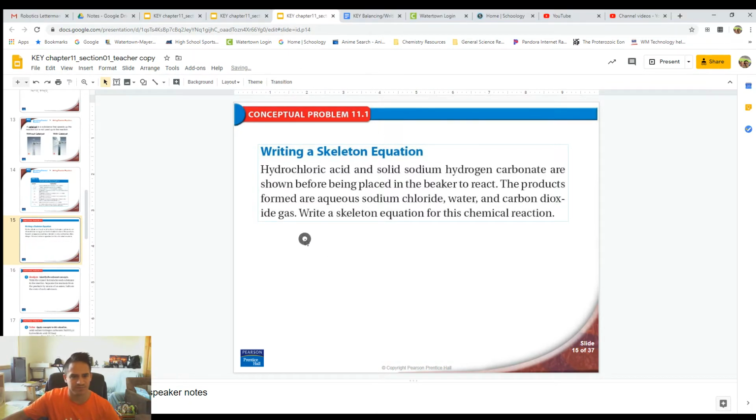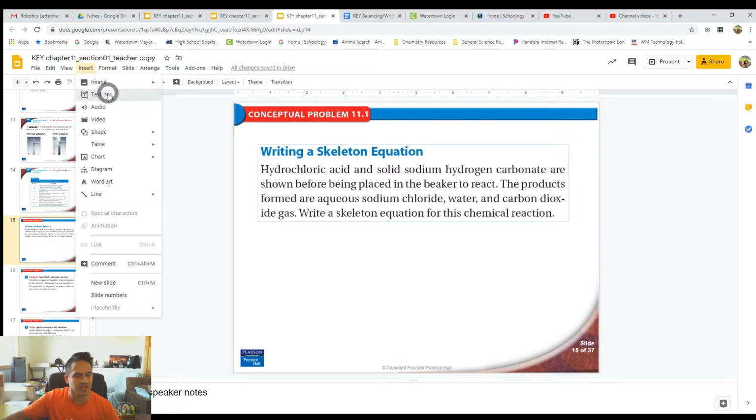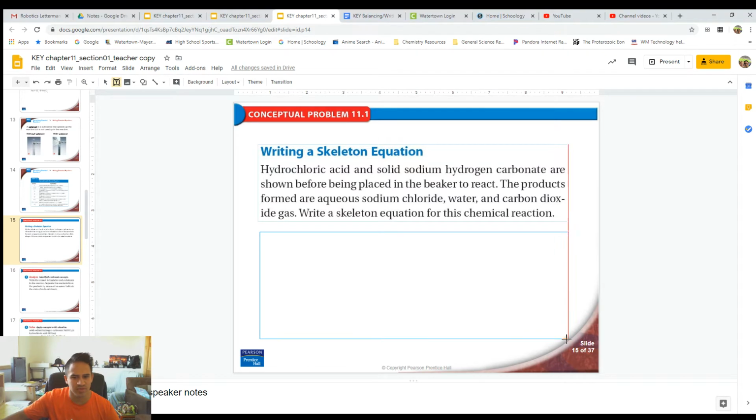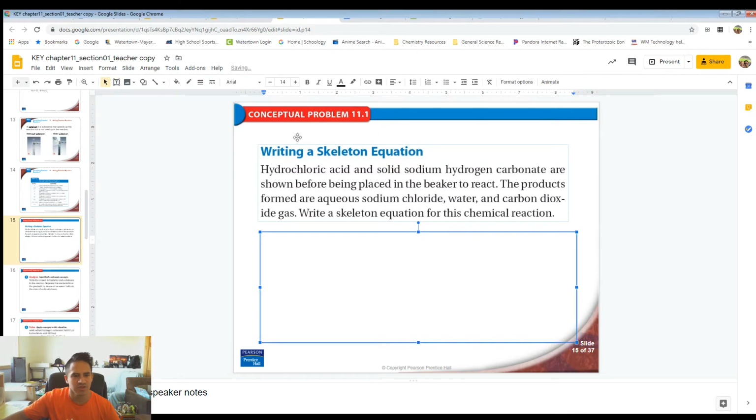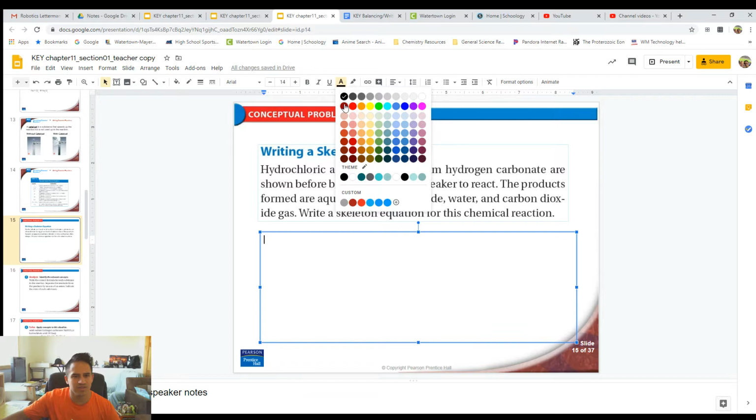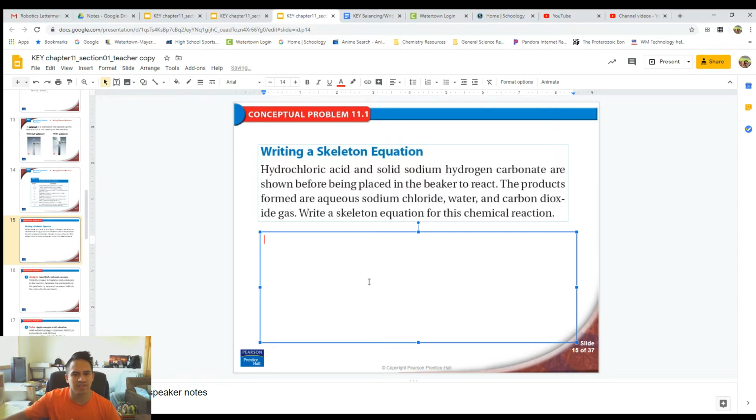Let's delete this picture, and let's insert a text box so that we can do some typing as usual. It says hydrochloric acid and solid sodium hydrogen carbonate are shown before being placed in the beaker to react. The products formed are aqueous sodium chloride, water, and carbon dioxide gas. Write a skeleton equation for this chemical reaction.